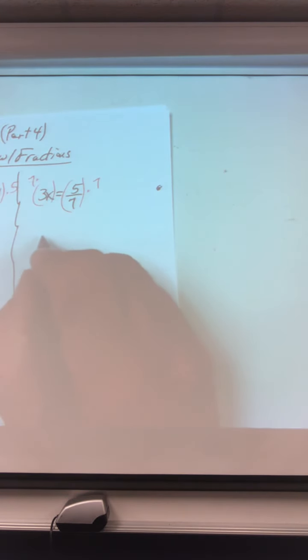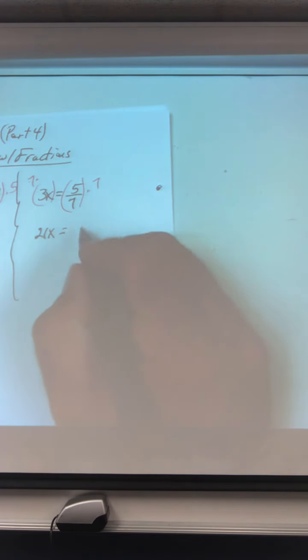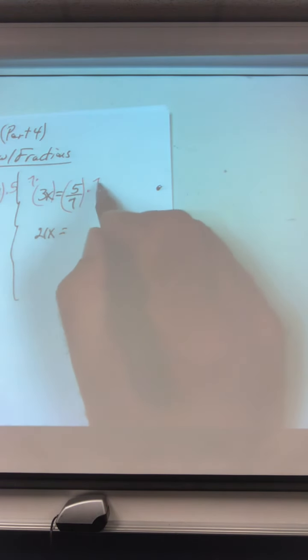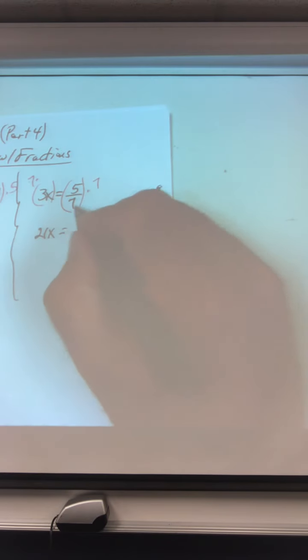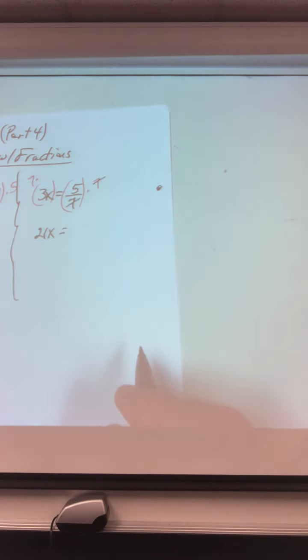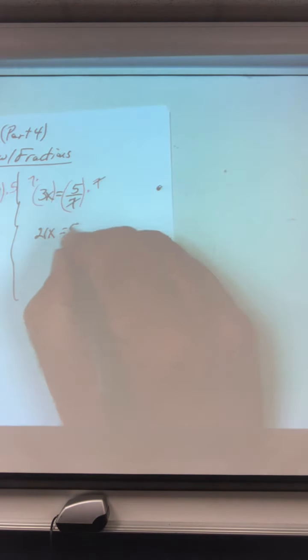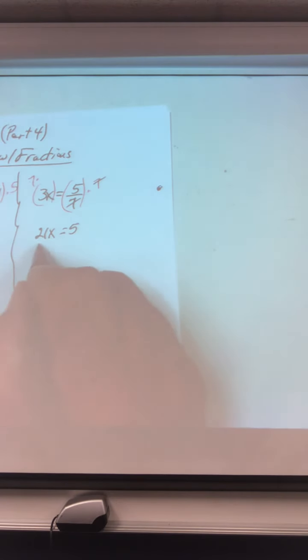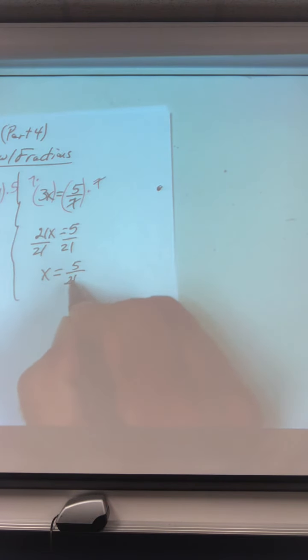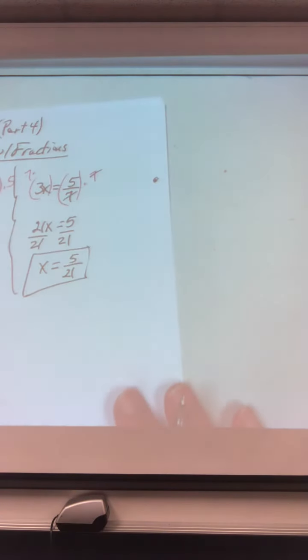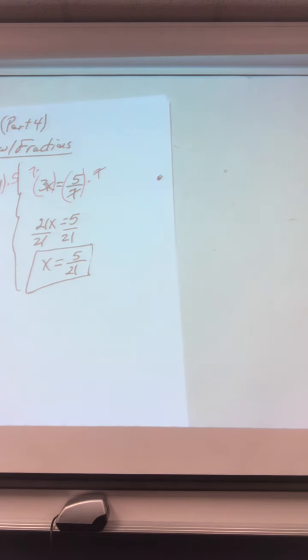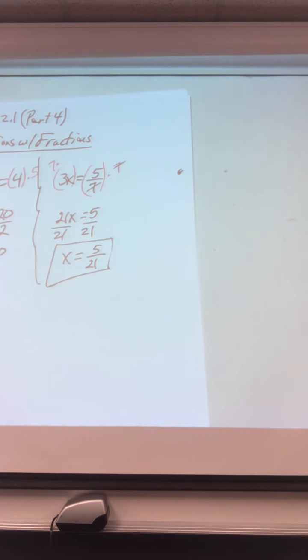Now, 7 times 3 would be 21x equals 2. Now, on the right side, don't say 5 times 7 is 35. Best way to do it is just cancel the 7's, and it leaves a 1 times 5, which is 5. And then there's that coefficient that we have to get rid of again, which will leave me 5 over 21. And 5 over 21 does not reduce.